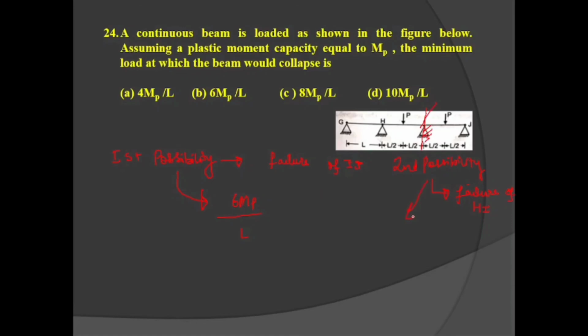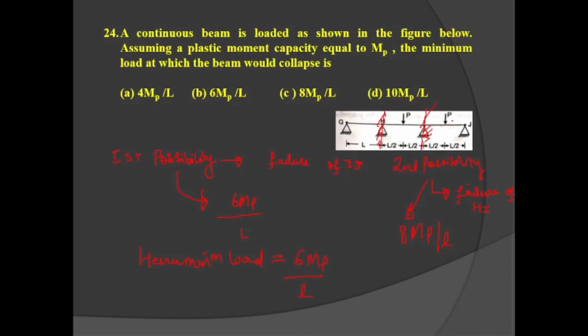Second possibility, failure of HI: this is fixed and this is also fixed. So when both ends are fixed, the collapse load is equal to 8 MP by L. This is by virtue of the continuity of the fixed ends. 8 MP by L, 6 MP by L. So my dear students, here the minimum load is equal to 6 MP by L.